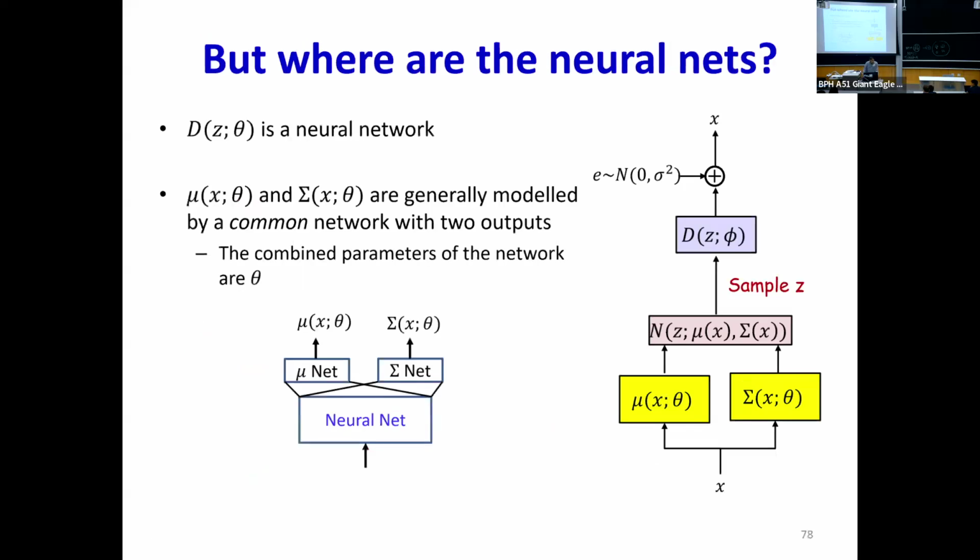Now, where's the neural network? The decoder is a neural network. It can be anything. The encoder is also a neural network, and it's going to be computing a mean and a variance for Q. It's going to be computing mean and variance for each training instance. But otherwise, this is straightforward, right?